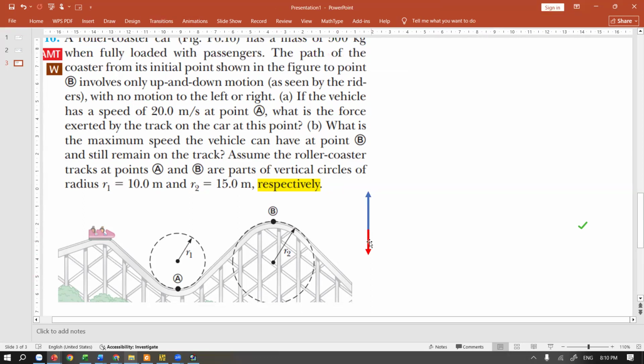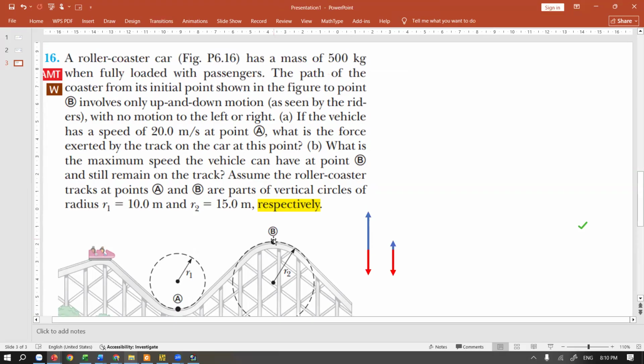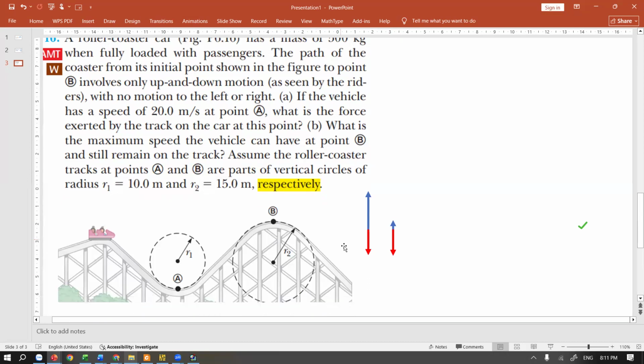At B, the gravitational force will be the same, but the normal force can be smaller. Why? Because the sum of them will point down. The center of the curve here is now below the point B. You see? So for A and for B, we have the two situations, two diagrams like that.